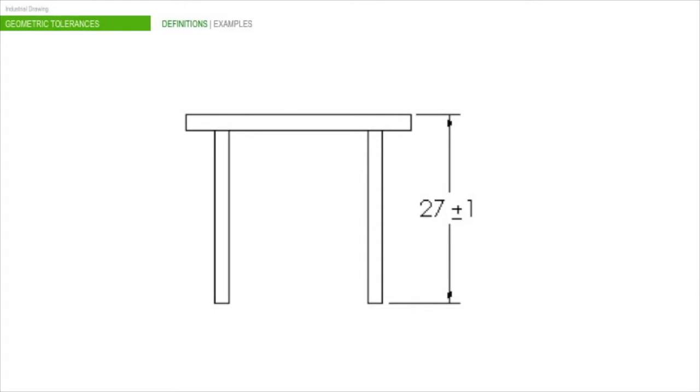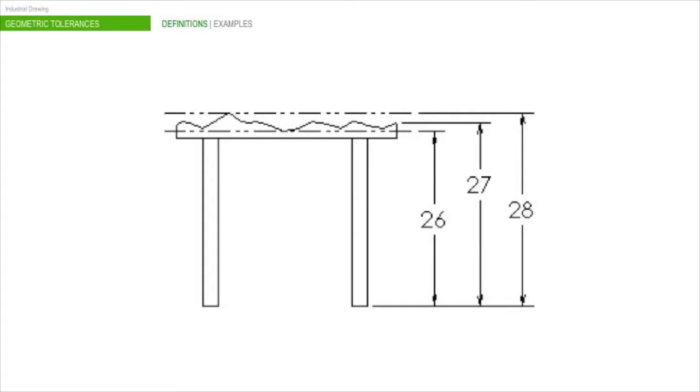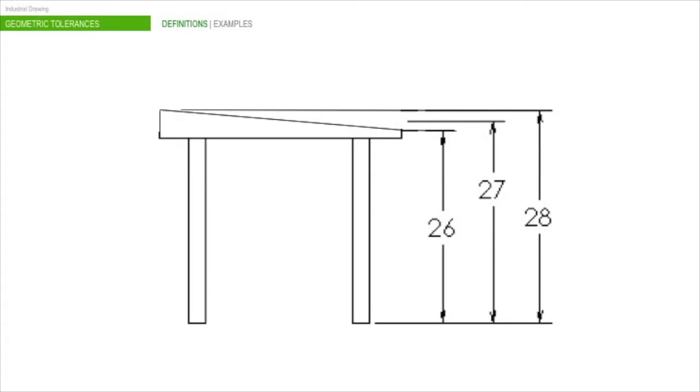Let's see an example of why geometric tolerances are so important. We design a table and the height has a tolerance. Assume all table legs are cut at the same time. As the table height is dimensioned, the following table would pass inspection. It's not flat, but inclined. Despite that, the table would pass.